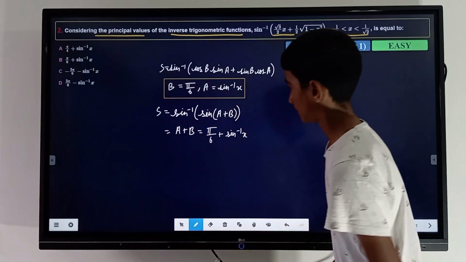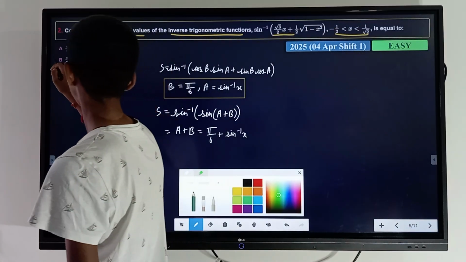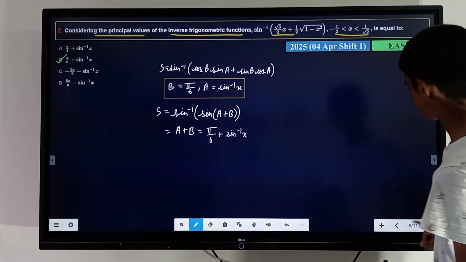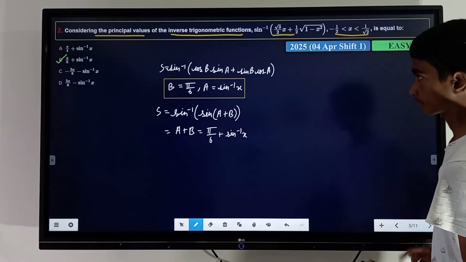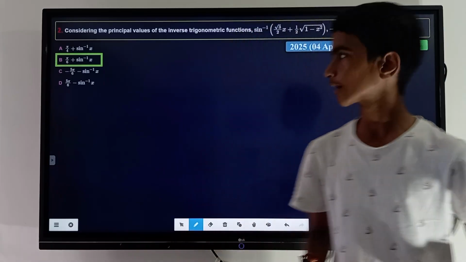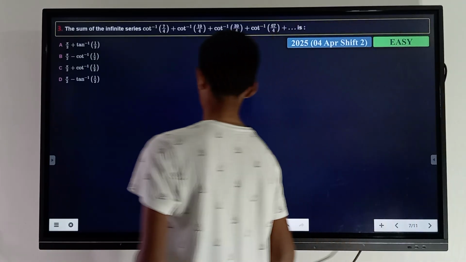So from here, our answer will be option B. And here is our solution. We can see that our answer is correct. Here is our next question.